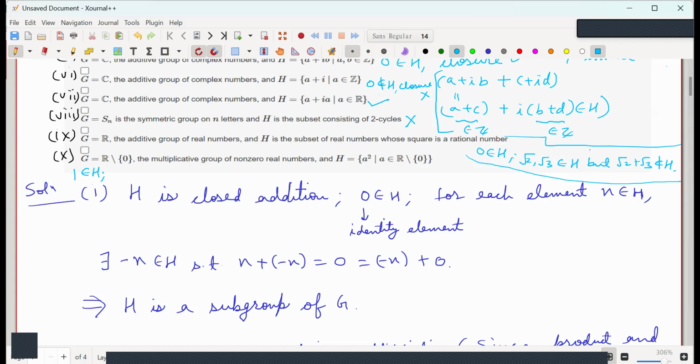If a square and b square belong to H, then what is a square times b square? We are inside real numbers, so that will be just ab whole square. So closure is satisfied. It's again inside H, and inverse also you can check. A square's inverse is just a inverse square, so this will again be inside H. So this is also true.